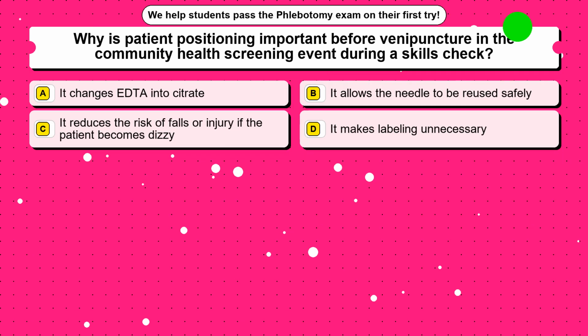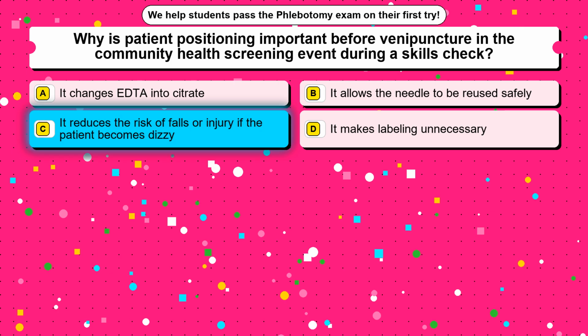Question 90. Why is patient positioning important before venipuncture in the community health screening event during a skills check? Option A. It changes EDTA into citrate. Option B. It allows the needle to be reused safely. Option C. It reduces the risk of falls or injury if the patient becomes dizzy. Option D. It makes labeling unnecessary.